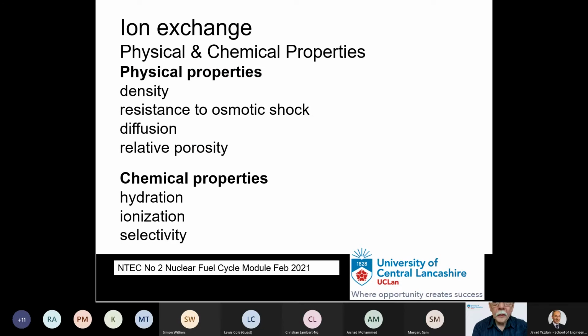And not surprisingly, the chemical engineer will look at, from an ion exchange point of view, the physical and chemical properties. The physical properties of the ion exchanger itself: its density, resistance to osmotic shock, diffusion and relative porosity. And then if he's weighing up the chemical properties: hydration, ionization, selectivity. All of these you will have to give consideration to when you're developing an ion exchange process.